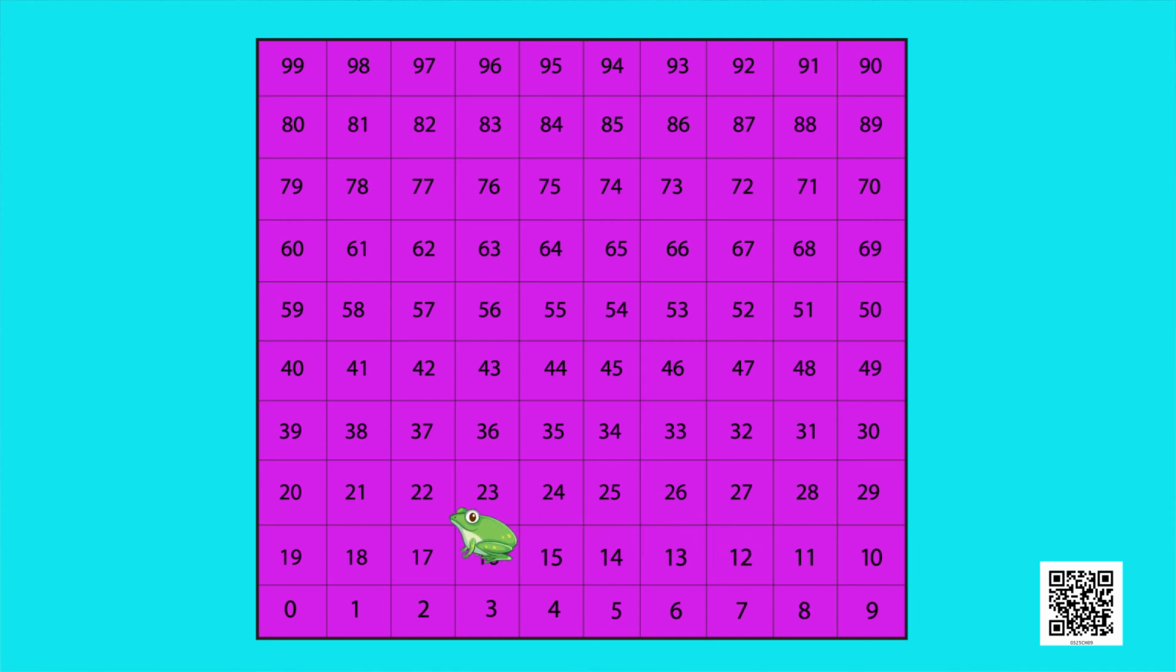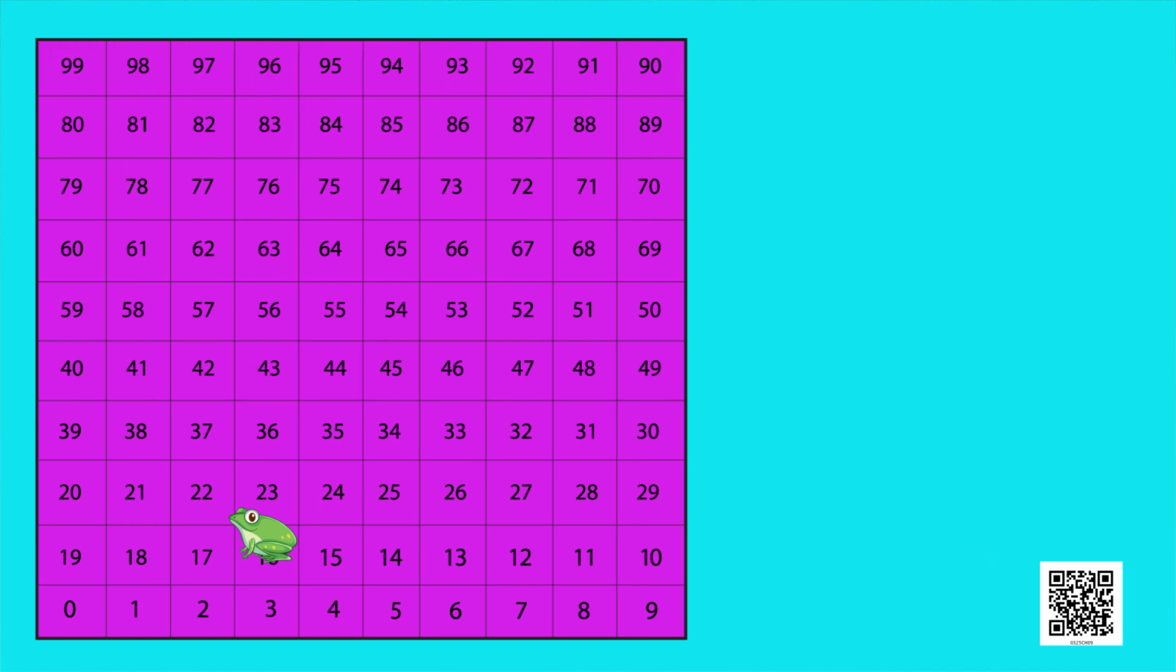So, this way we can make the table of 8. Let's see how it is jumping on every 8th number. So, first jump is on 8, that is 8 multiplied by 1 is equal to 8. 8 ones are 8. Second jump is on 16, that is 8 multiplied by 2 is equal to 16. 8 twos are 16. And third jump will be 8 steps ahead of 16.